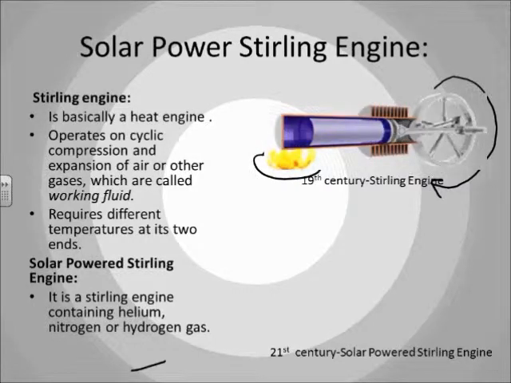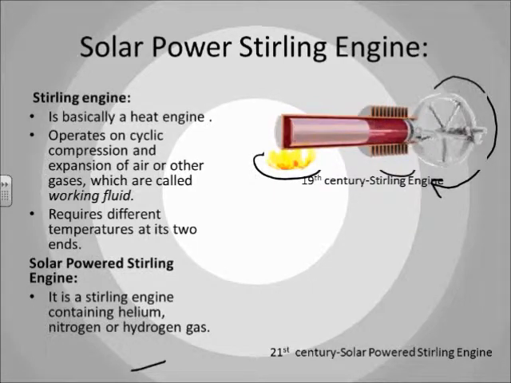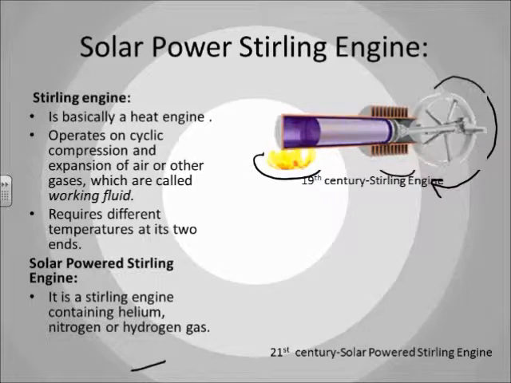This engine requires 2 different temperatures at its 2 ends. Hot and cold, and this difference in temperature is converted into mechanical energy by using the thermodynamical reaction that goes within the piston cylinder assembly. The heat energy transferred into the reciprocating motion of piston gets converted into mechanical energy. That's a basic 19th century Stirling engine.